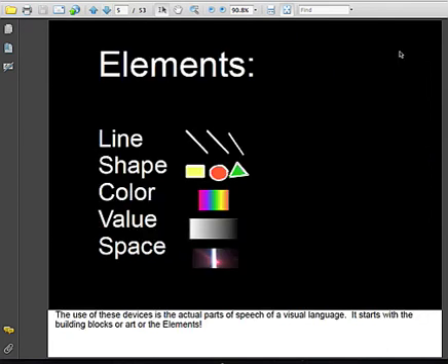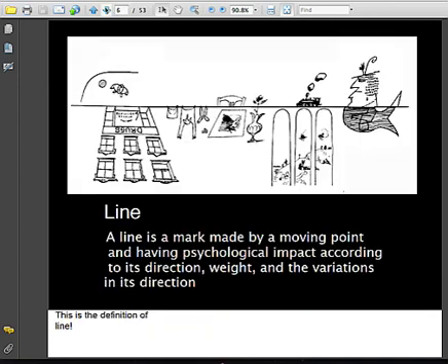Now, elements, basically, and I've given you a few already without telling you, these are the elements of design: line, shape, color, value, and space. And as you go through the rest of this video, it'll give you some definitions and show you some examples of what we mean on all these, okay? See if I can get you started.